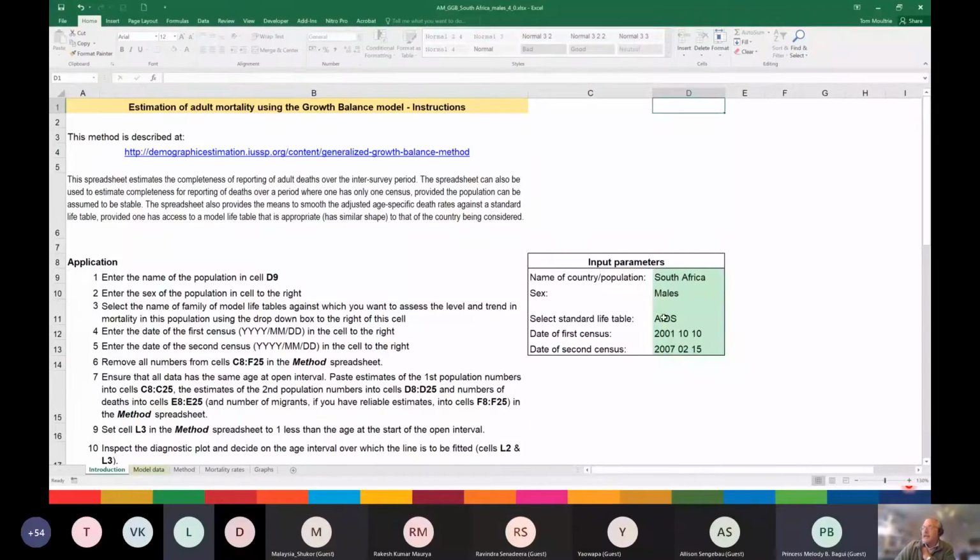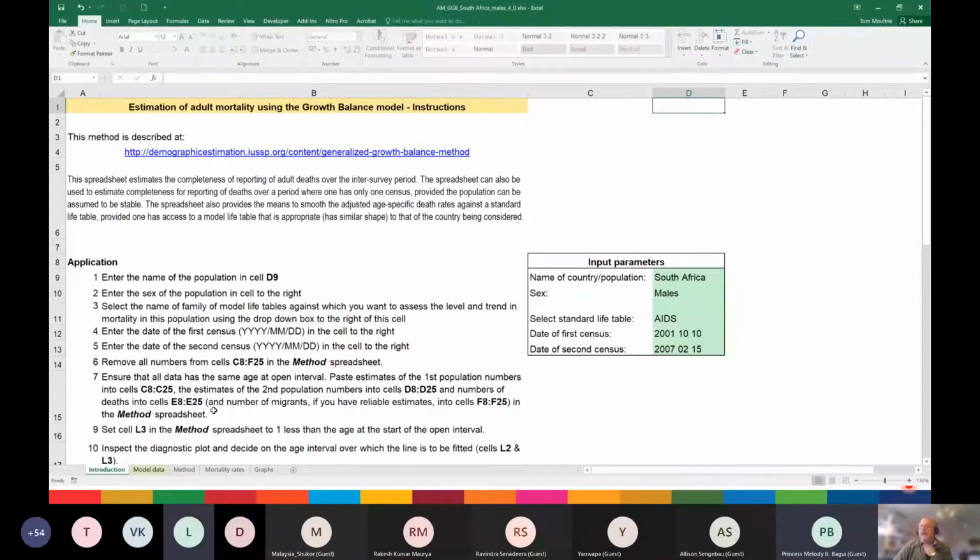We use the standard life table, which incorporates the impact of HIV and AIDS. We have a very dramatic HIV/AIDS epidemic in this country. And we need just to record the two census dates. The first census date was on the 10th of October, 2001. The second one was at the middle of February, 2007.